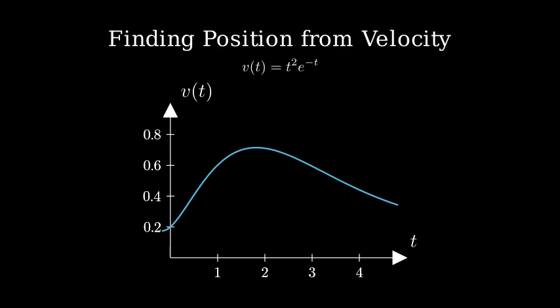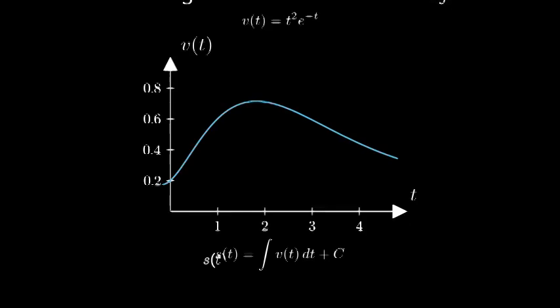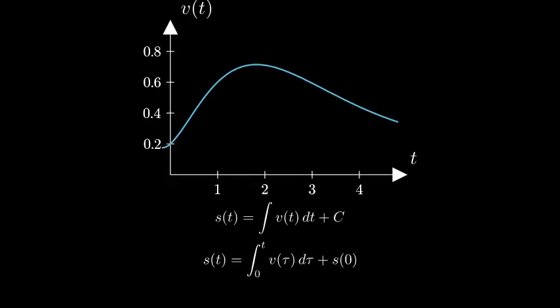To find the position function, we need to integrate the velocity function with respect to time. Remember, position is the integral of velocity. Mathematically, we write this as s of t equals the integral from 0 to t of v of tau d tau, plus the initial position s of 0.